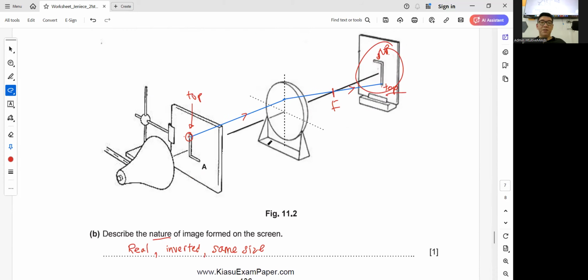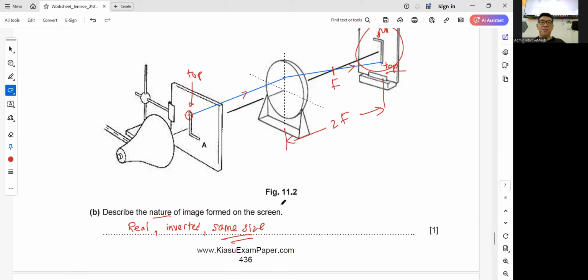It's important to take note that if this is F here, then here to here will be 2F because image are the same size. So for same size, the distance will be 2F and here also will be 2F. That is the property of same size image.